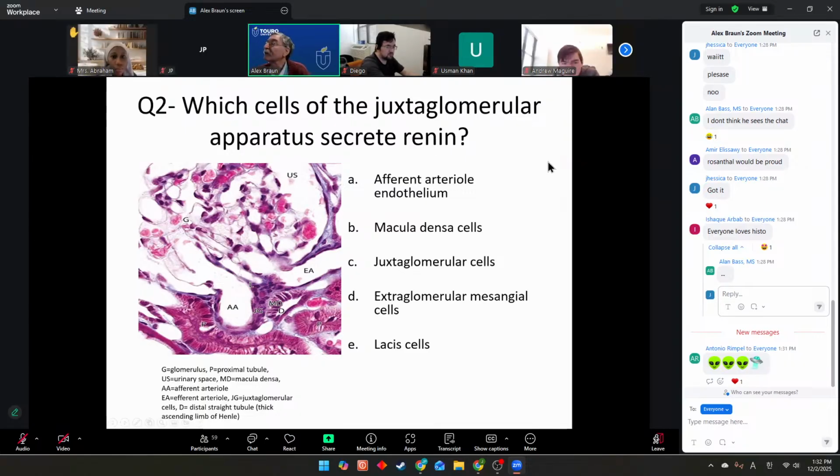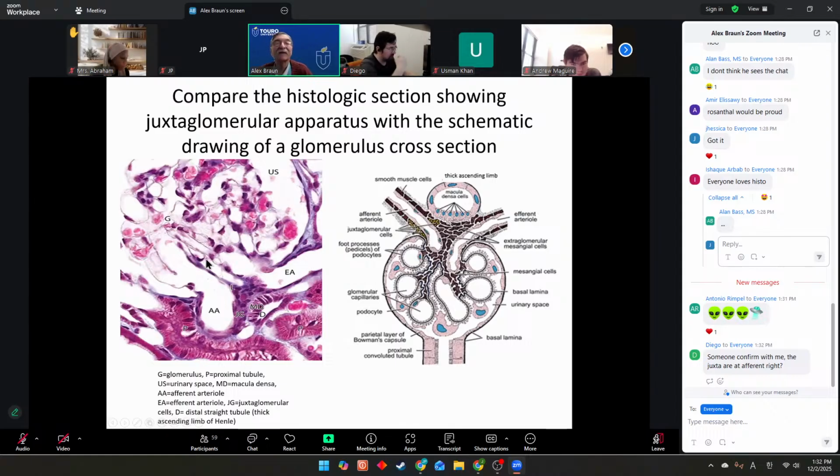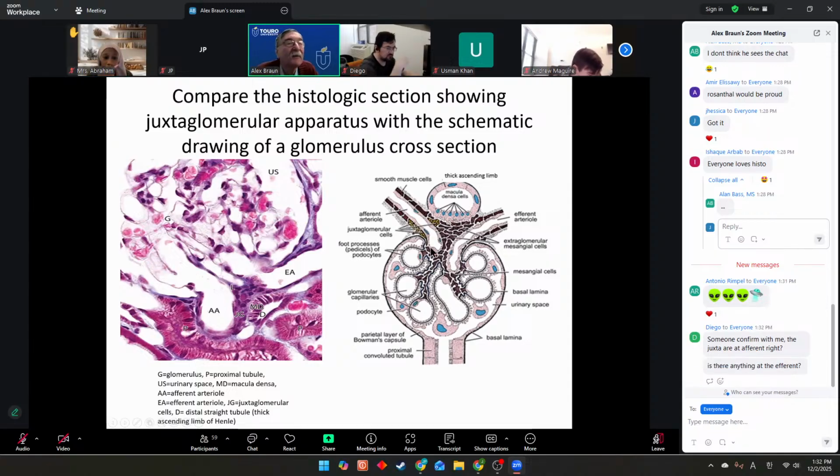So which of the cells of the juxtaglomerular apparatus secrete renin? Well, we already mentioned that they are the juxtaglomerular cells. In case you're having some difficulty recognizing structures here, which I imagine may very well be the case, here's a diagram to look at. I see a hand go up. Any question? I don't know if I missed it or not, but what do Lassie cells do?